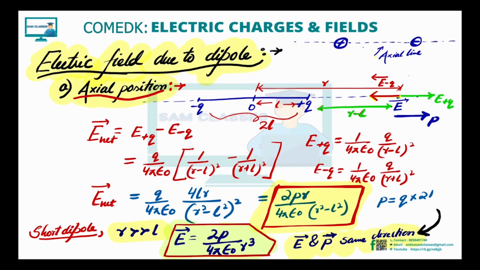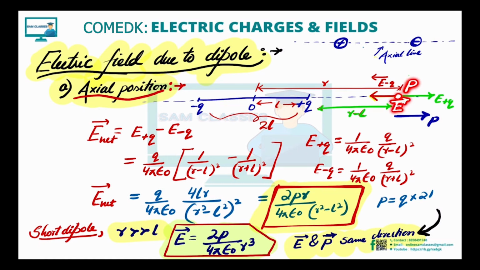We want to study the electric field due to a dipole, first at an axial position. The moment we hear this word axial, what comes to mind? Does it ring a bell? If you're taking a positive charge and a negative charge, the line joining the positive and the negative is the axial line, and any point lying on this line is a point on the axial line. So this is very important.